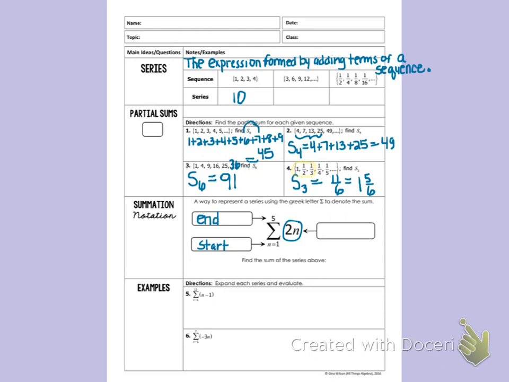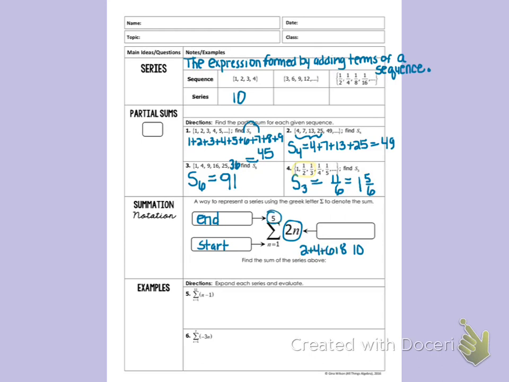So you could start generating the terms in that sequence. You could plug 1 in, which 2 times 1 is 2. Then you could plug 2 in, which 2 times 2 is 4. Then you can plug 3 in, which is 6. Then you can plug 4 in, which is 8. Plug 5 in, which is 10. And we're going to stop because we were only going to go up to 5, remember? That was the end.